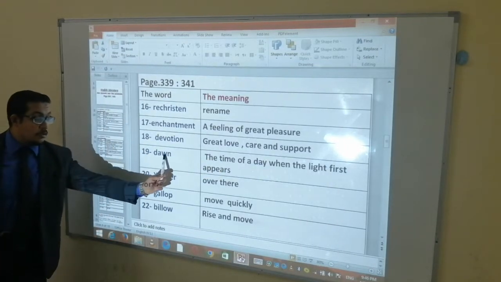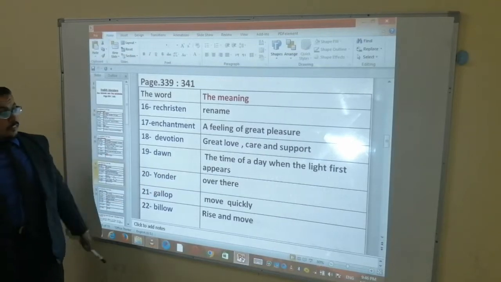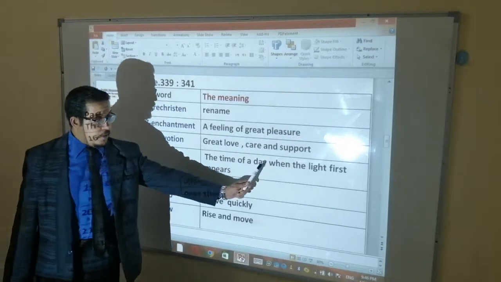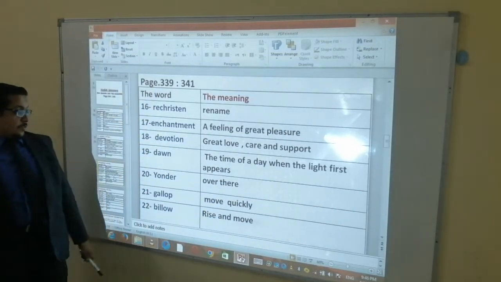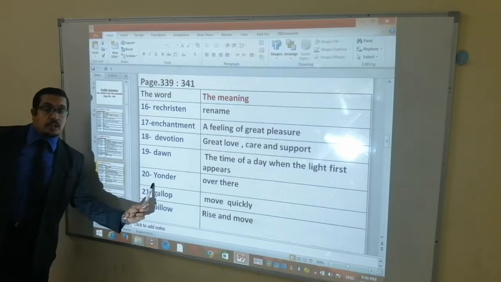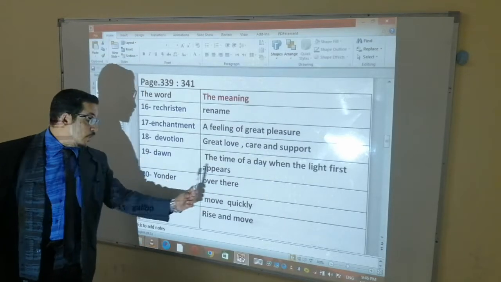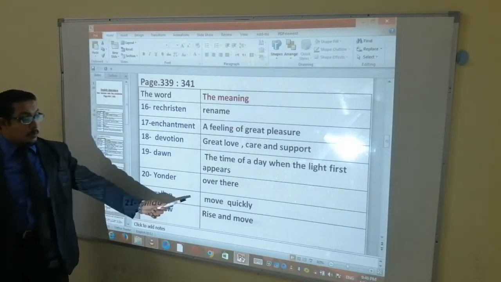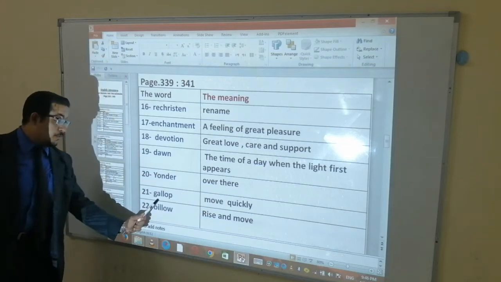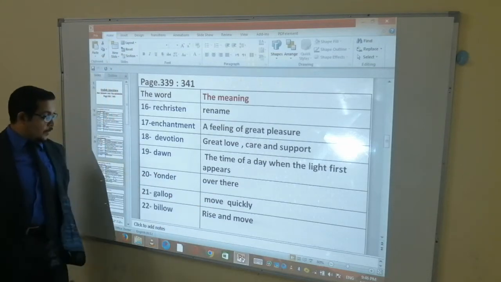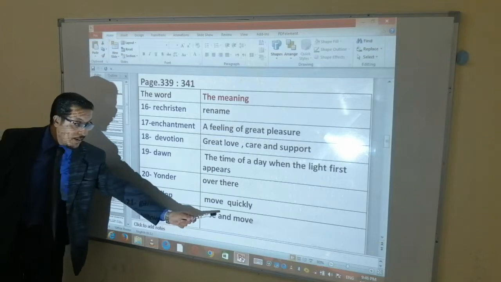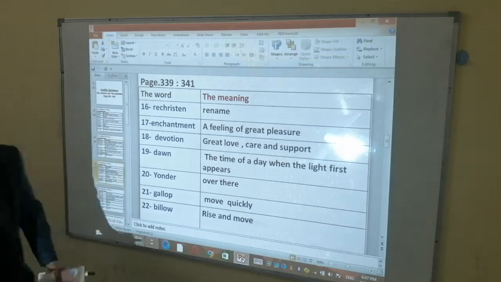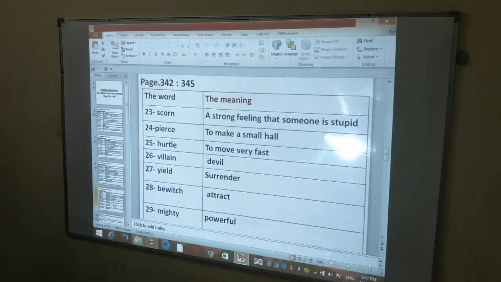Next one, dawn. The time of a day when the light first appears. Younger. Gallop, move quickly. Pillow, rise and move. The last slide for the vocab that we have in this study.